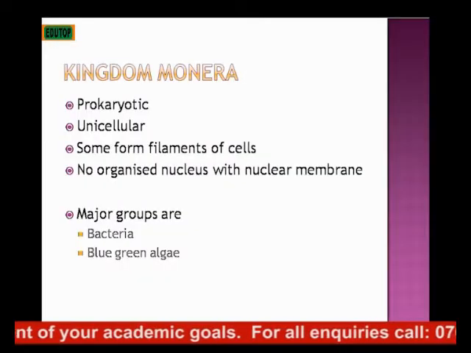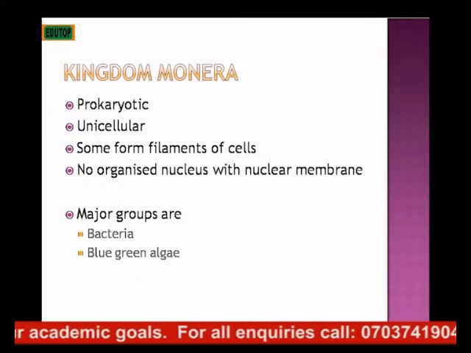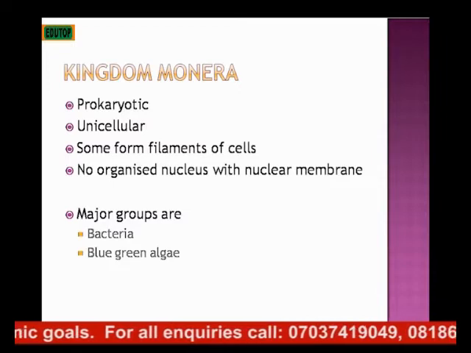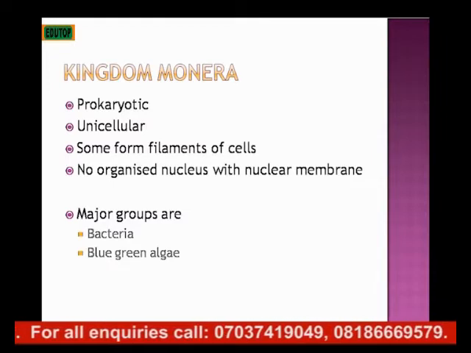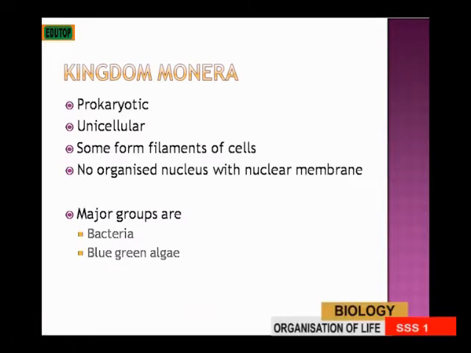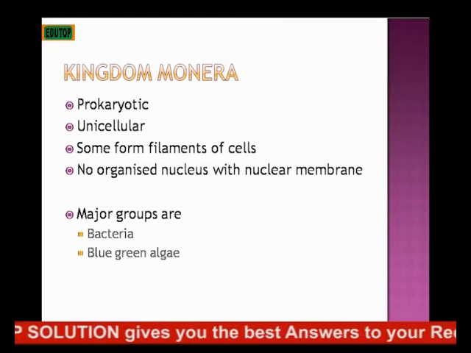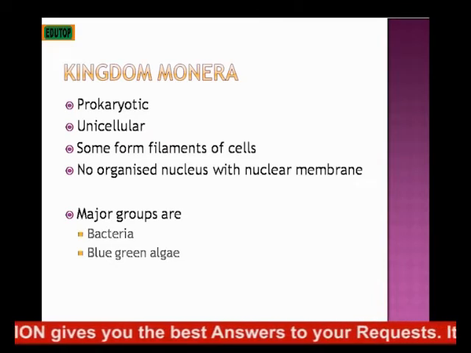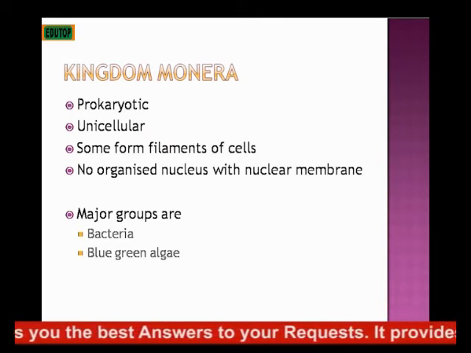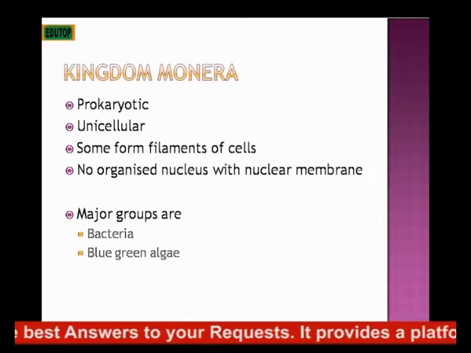Now I want to talk about the kingdom MONERA. Like I said, they are prokaryotic, that is, they have the prokaryotic cell. They are the ones that existed before the eukaryotes. They are simple. Then they are unicellular. Unicellular means one cell, a single cell. They have a single cell. Then they have some form of filaments of cells.